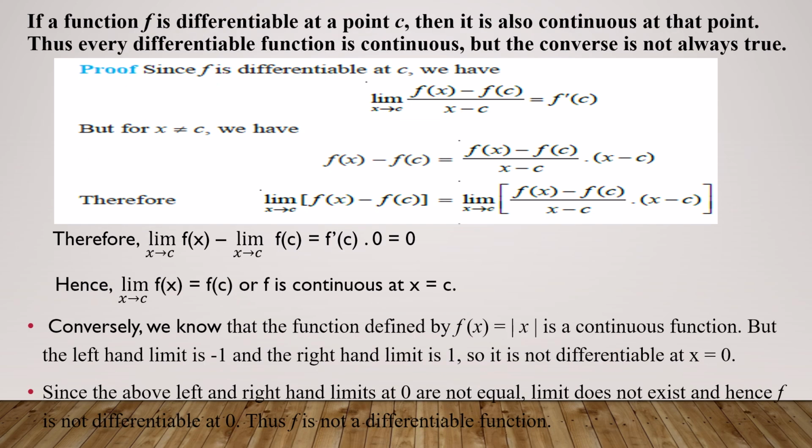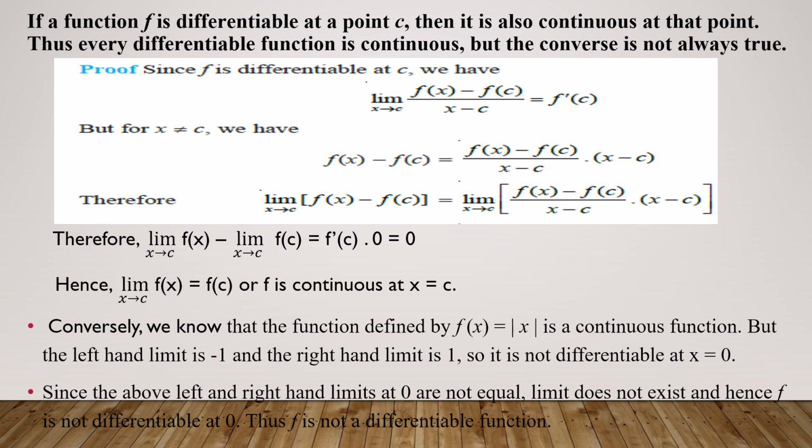So let us prove this result. If a function f is differentiable at a point c, then it is also continuous at that point. Thus, every differentiable function is continuous, but the converse is not true. We will show this with the help of an example. First of all, suppose f is differentiable at the point c, then by definition limit x tends to c, f(x) minus f(c), upon x minus c, is equal to f dash of c, exists.